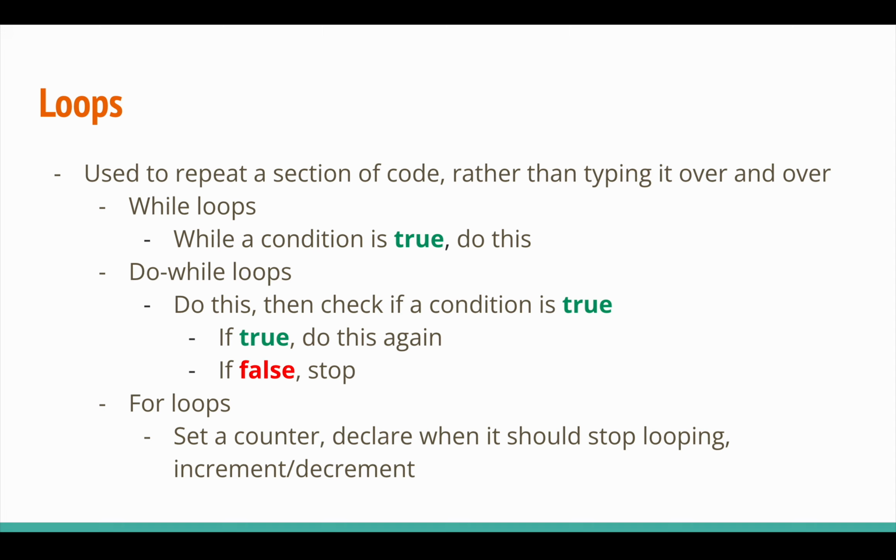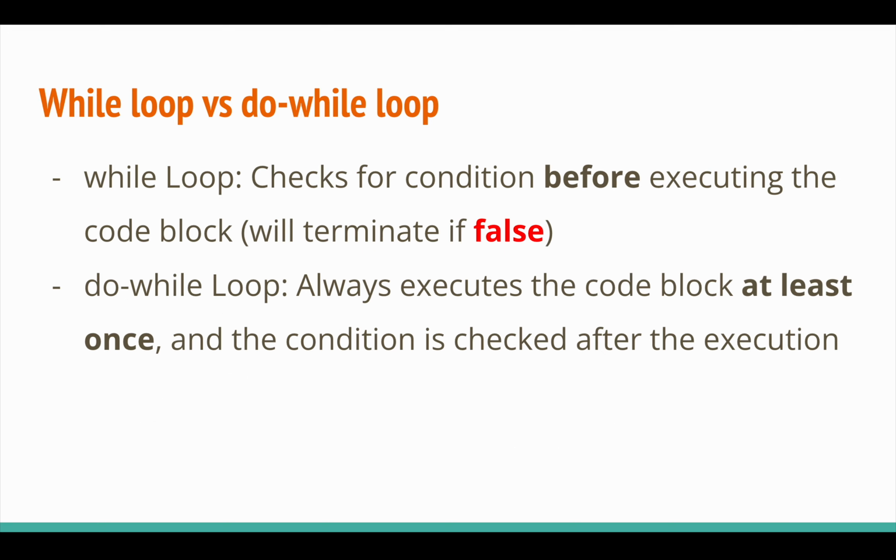A do while loop is you do the code first, and then you check if a condition is true. If it is true that you want to do that code again, if it's not, it will stop. And this is the same thing for a while loop. If the condition is false, it'll just terminate the loop. And lastly, we have for loops. So for loops, you want to set a counter to declare when it should stop looping, and then increment or decrement the counter, so you can increase it by 1 or 2, or you can decrease it by 1 or 2, and so on. So what's the difference between a while loop and a do while loop?